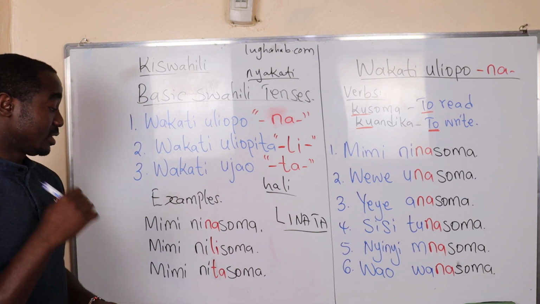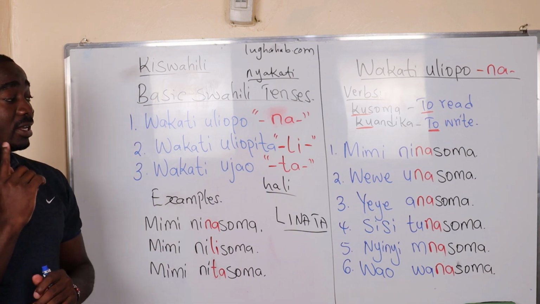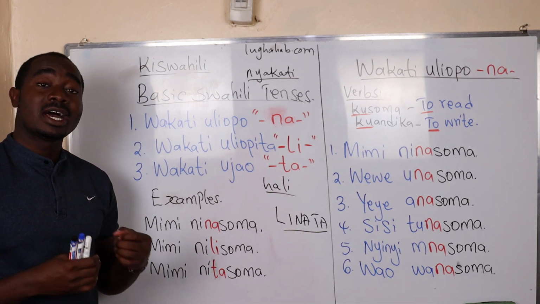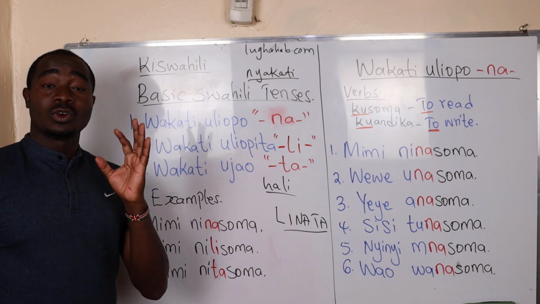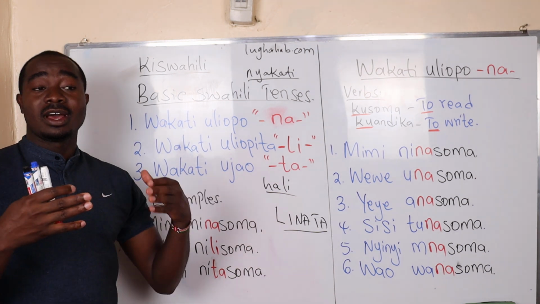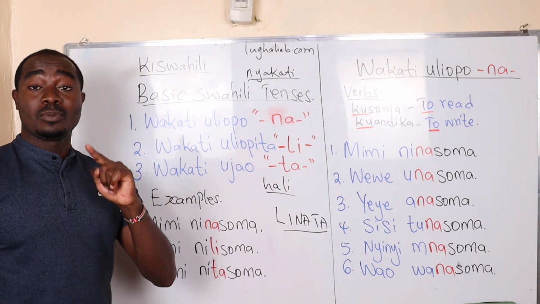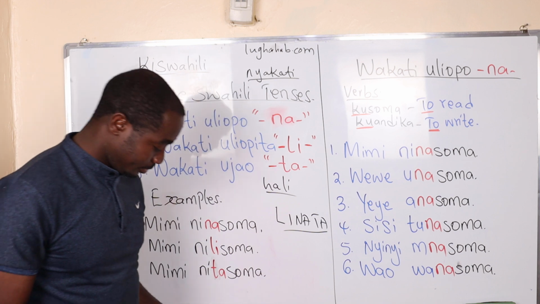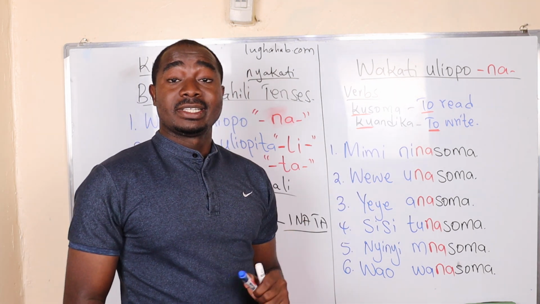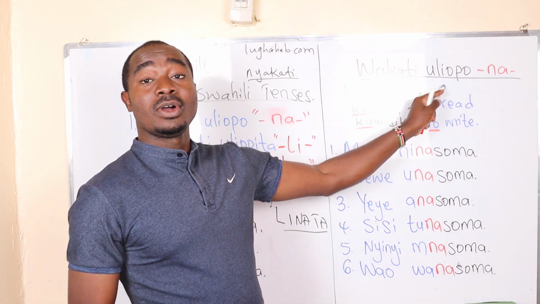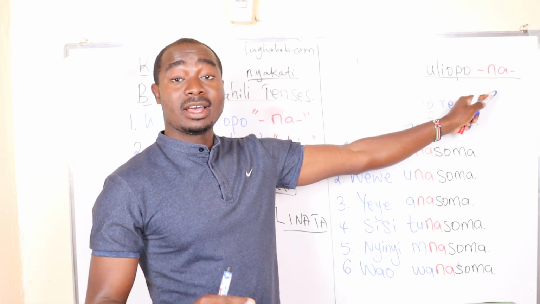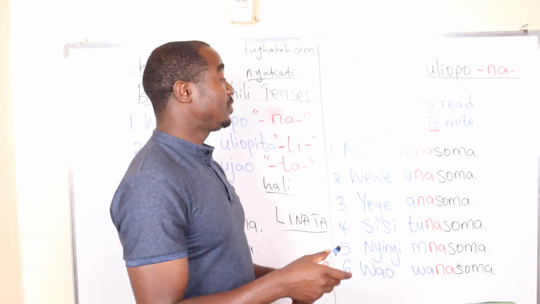So we'll go ahead and continue with the present tense, and you will learn how to conjugate the verb, how you can bring the verb with the prefixes to make a sentence in the present tense. Wakati uliopo, present tense, and remember it is represented by the marker na. So we have these two verbs.